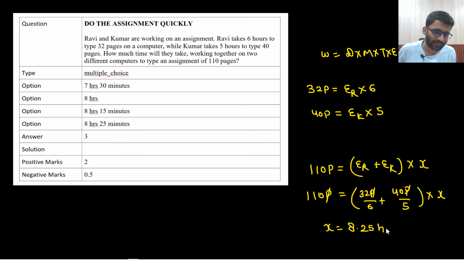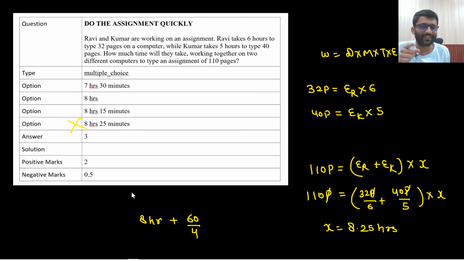8.25 hours means 8 hours and 0.25 of an hour in minutes. It's not 8 hours 25 minutes. This is wrong. 0.25 hours means one fourth of the complete hour. Then how many minutes? 60 by 4 minutes. That means 8 hours and 15 minutes.